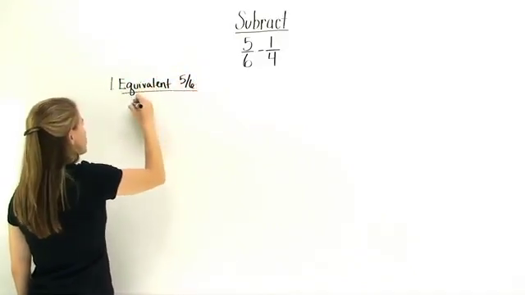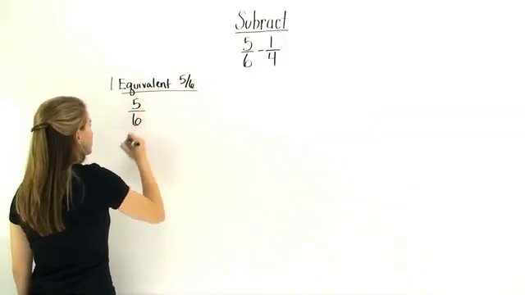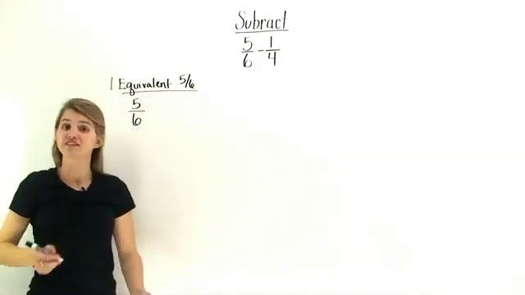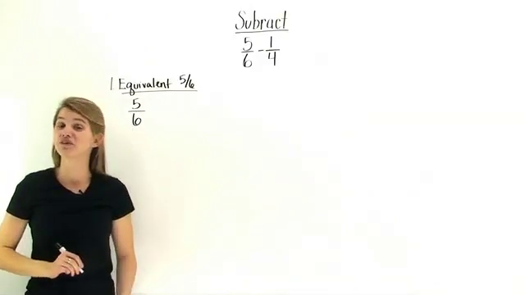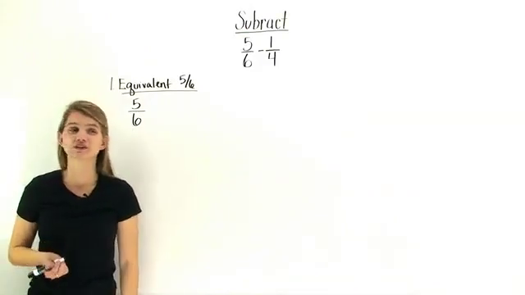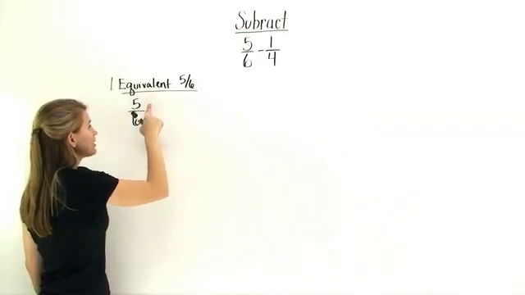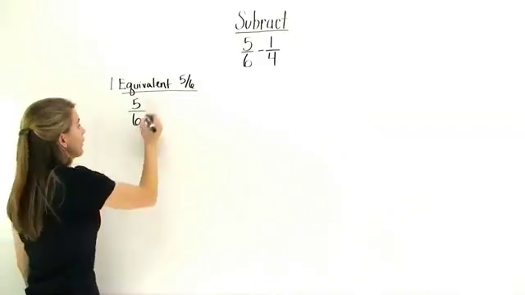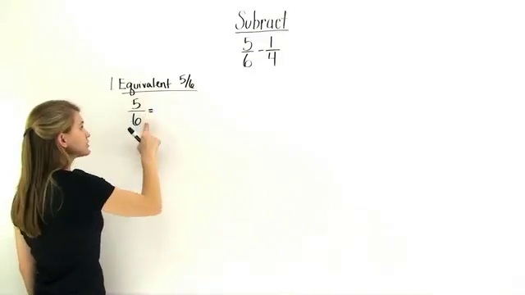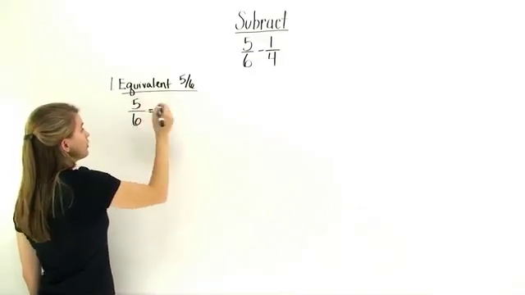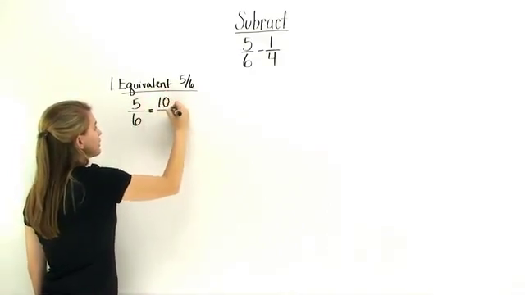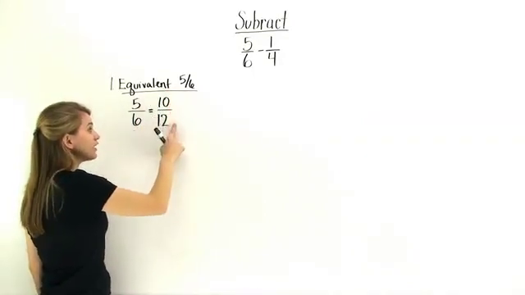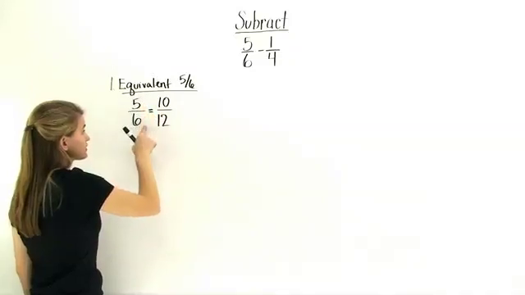If we want to write a fraction that's equivalent to 5/6, we can multiply 5/6 by a fancy form of 1, and we'll get an equivalent fraction. In other words, we can multiply by some number over itself, and we'll get an equivalent fraction. Well, if we multiply by 2 over 2, then 5 times 2 is equal to 10. 6 times 2 is equal to 12. That means 10/12 is equivalent to 5/6.